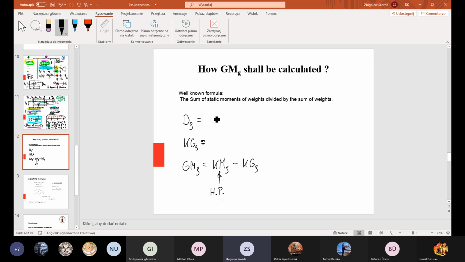Okay, so coming back to the problem, calculation of the displacement after grounding. God's power proposed to do it as a first step in order to calculate initial metacentric height. So I am waiting for your proposal how to calculate DG, displacement after grounding.